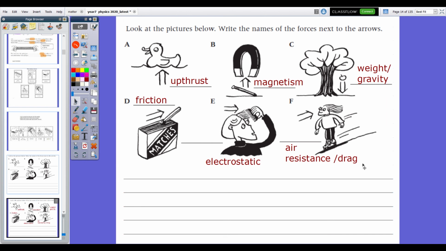If you can complete all of those activities in your booklet as well as possible, that would be fantastic, and you'll be ready for lesson 2.